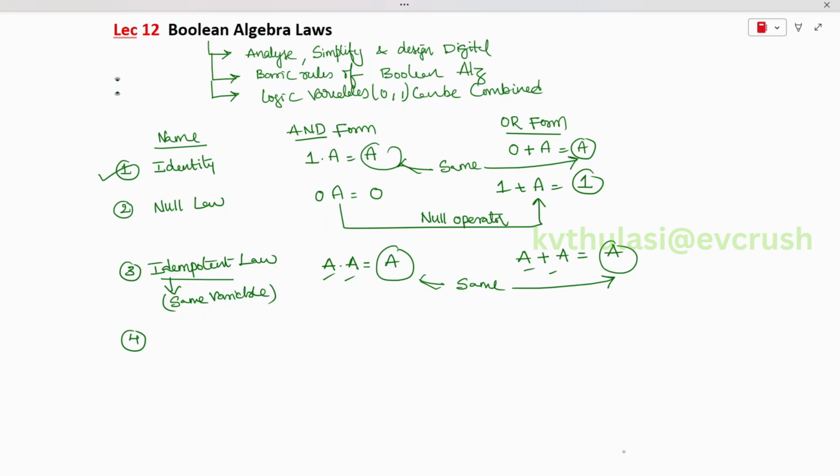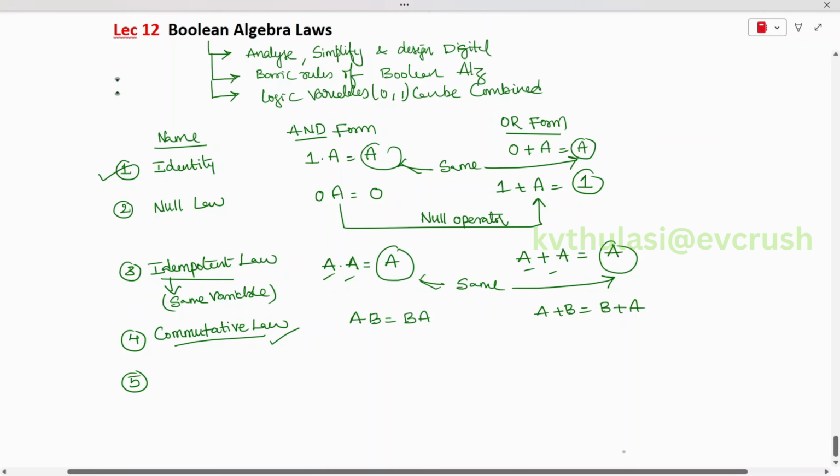The fourth law is the commutative law. Here we swap the inputs: A into B we can write as B into A, and A plus B we can write as B plus A. We are swapping the positions of A and B to give the same output. These laws are called commutative in nature.